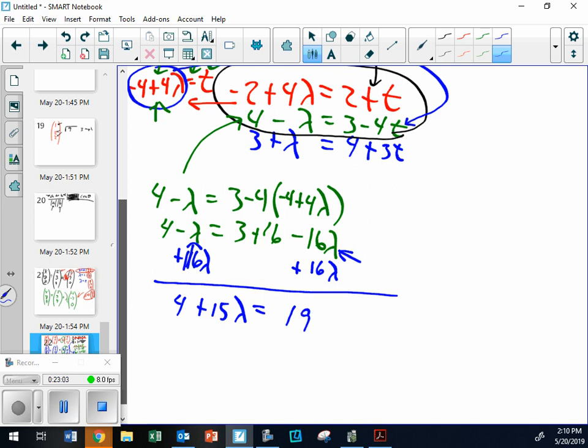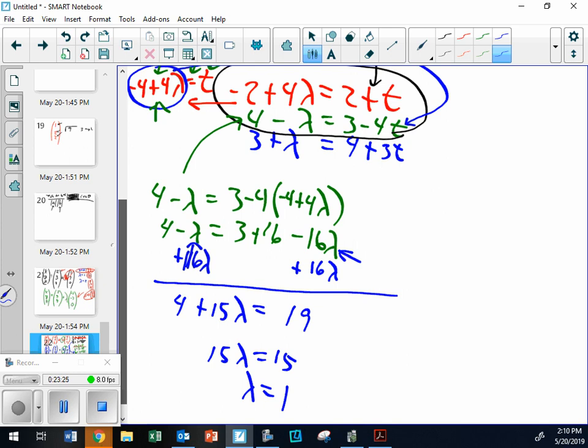Now it's as easy as pie. Not even any negatives in it. You subtract 4 from both sides. 15 lambda equals 15. So lambda equals 1. Yay. Does that tell me they collide? Nope. What that says is if they're going to collide, it's going to be at time 1 for lambda.